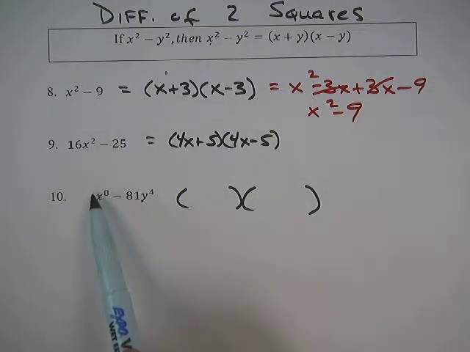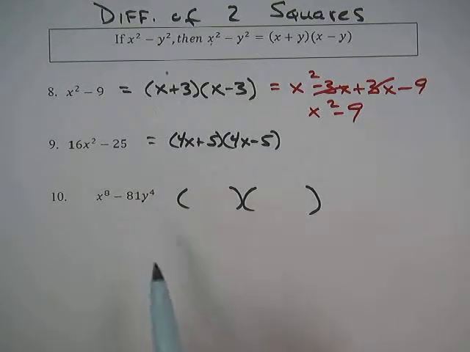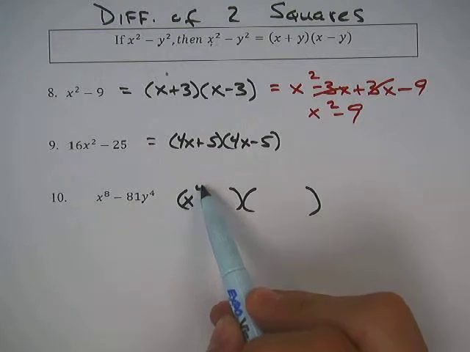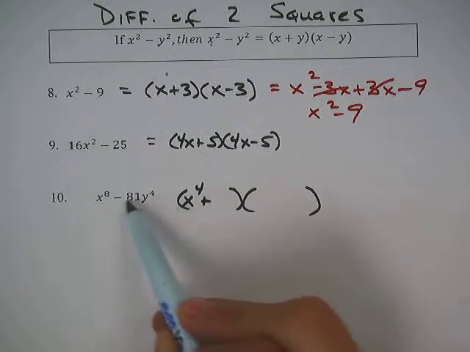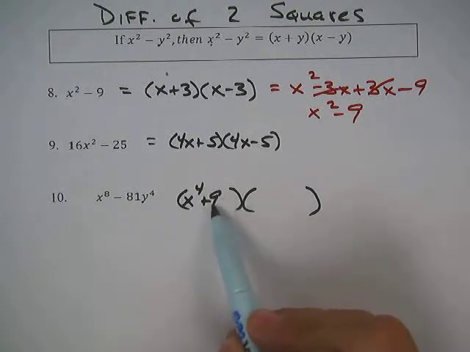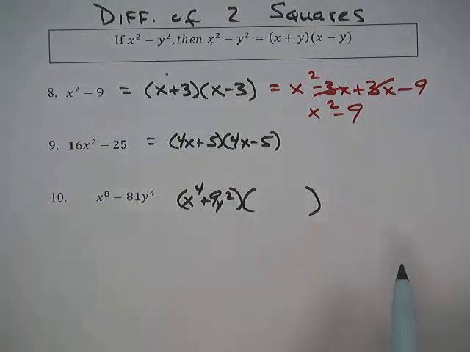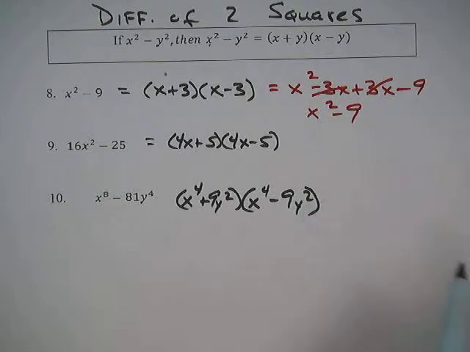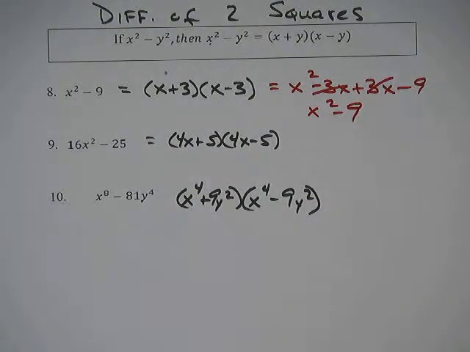So, first question is it a difference of two squares? Well, it's minus, so that's good. X to the 8th is a perfect square, and so is 81y to the 4th. So the square root of x to the 8th is x to the 4th, plus the square root of 81y to the 4th is 9y squared, and then it's x to the 4th minus 9y squared.